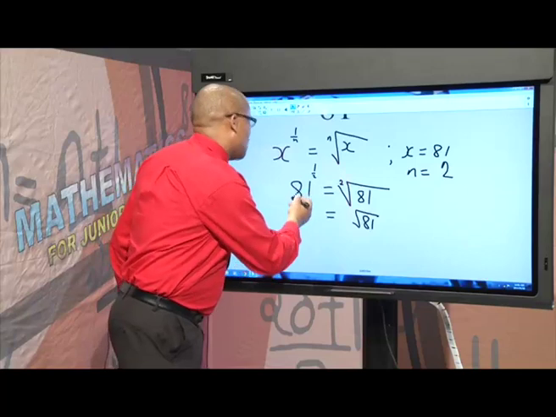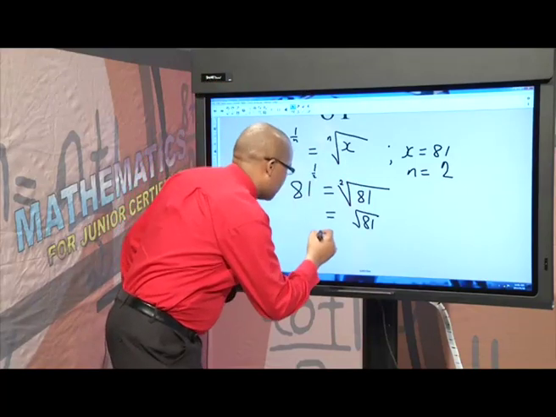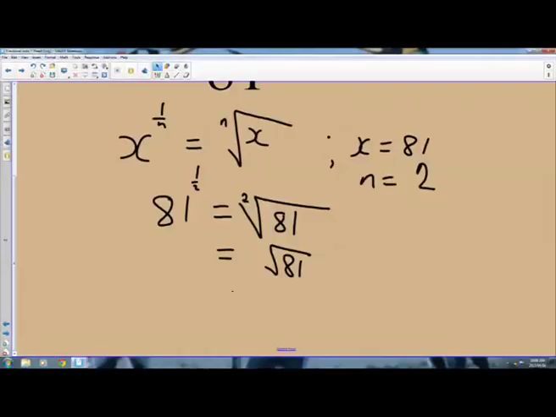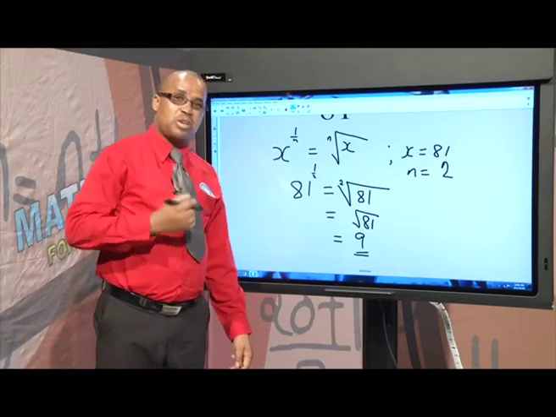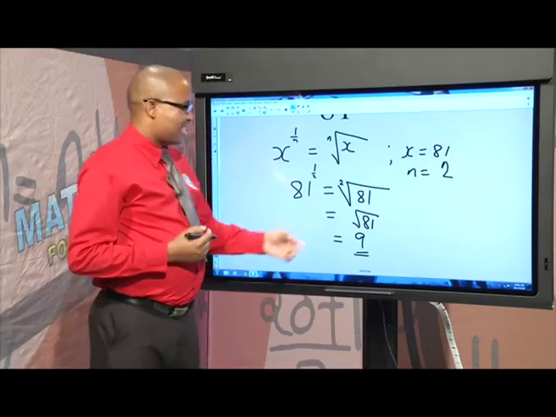So 81 to the power half, which is the square root of 81, is equal to 9. This is simply saying find the square root of 81. And the square root of 81, as we read it, is 9. The number that when you multiply that number 2 times will give you 81 is 9. 9 times 9 is 81.